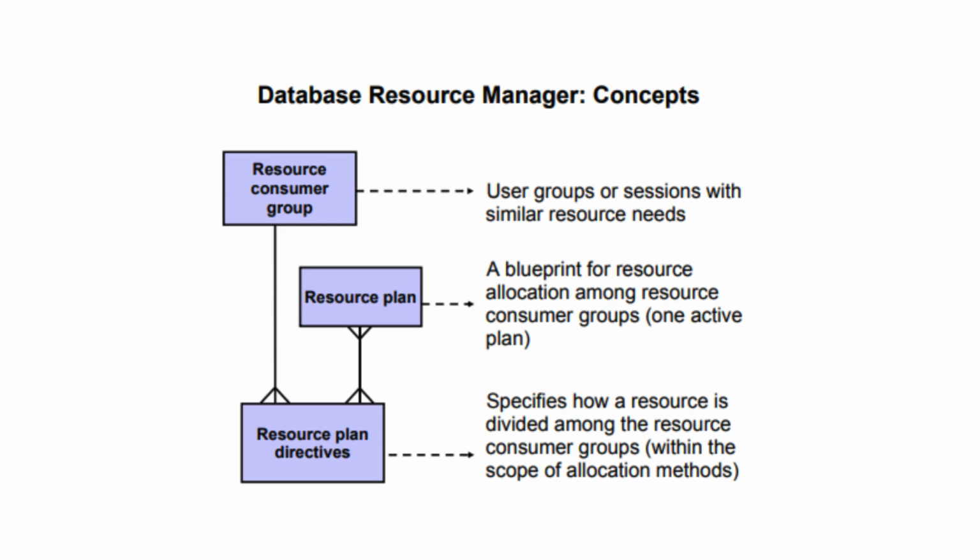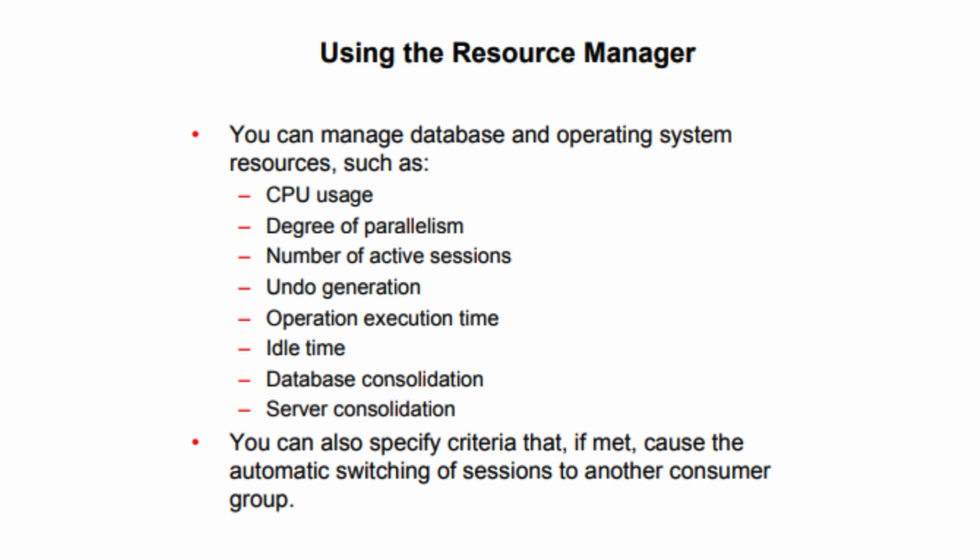Resource allocation methods determine what policy to use when allocating for any particular resource. Resource allocation methods are used by resource plans and resource consumer groups. The Database Resource Manager provides several means of allocating resources. CPU method enables you to specify how CPU resources are allocated among consumer groups and subplans.